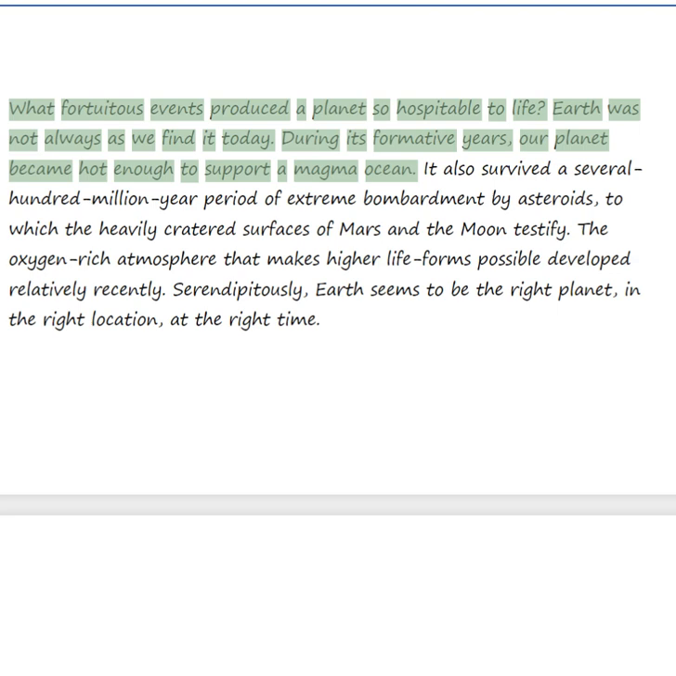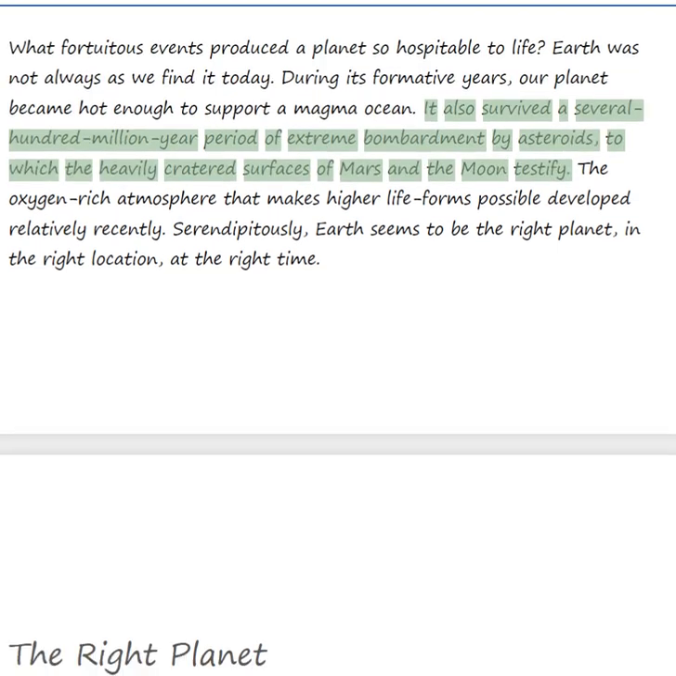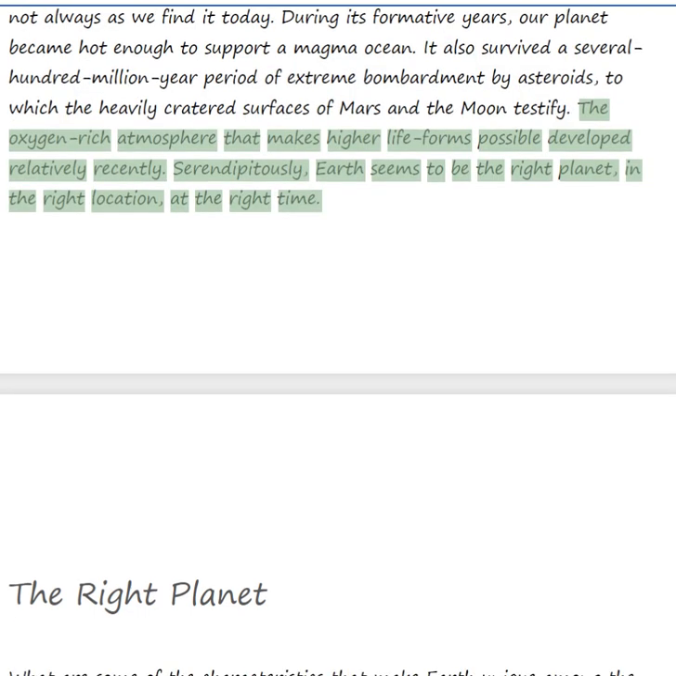During its formative years, our planet became hot enough to support a magma ocean. It also survived a several hundred million-year period of extreme bombardment by asteroids, to which the heavily cratered surfaces of Mars and the Moon testify. The oxygen-rich atmosphere that makes higher life forms possible developed relatively recently. Serendipitously, Earth seems to be the right planet, in the right location, at the right time.